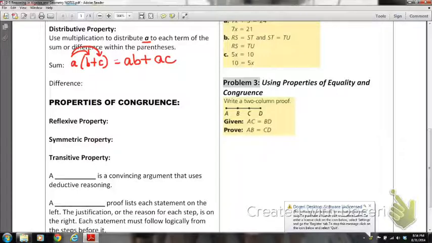Distributive property using a difference is similar. We have real number A multiplied times a difference, B minus C. And we're still going to distribute this multiplication over the subtraction. So we have multiplying the A times the B minus the A times the C.